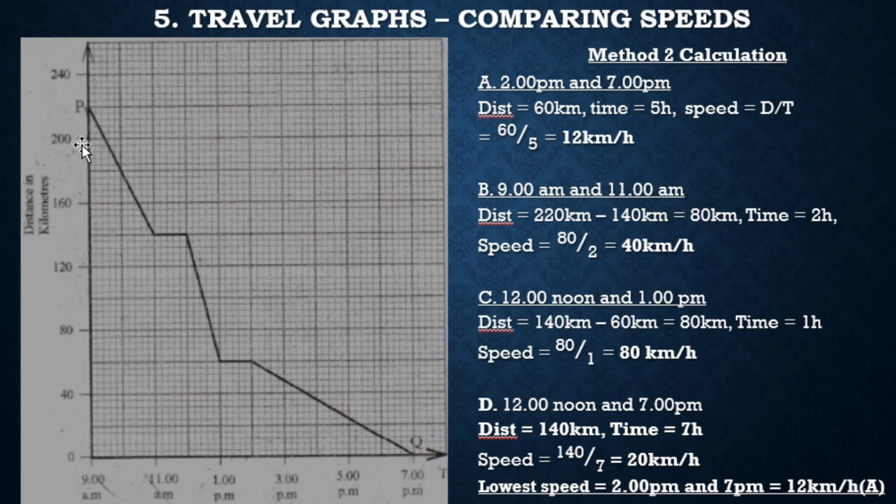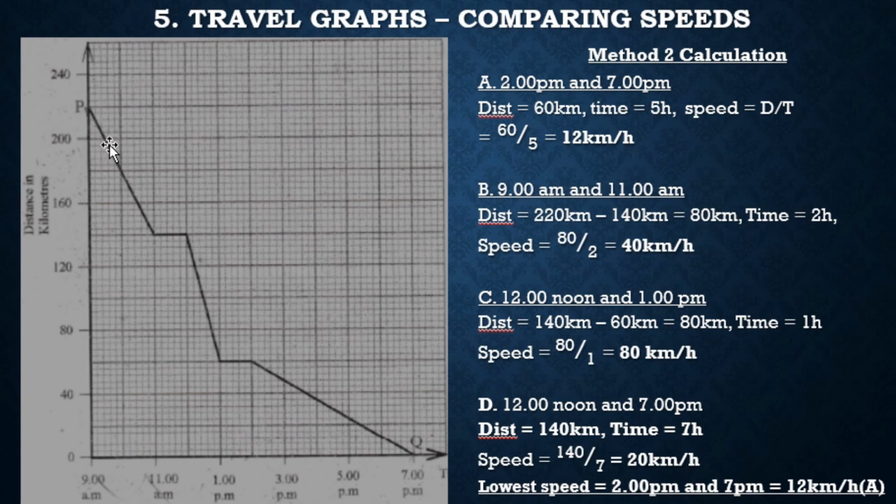And then the time, again I check from where the slope starts, 9 a.m. to 11, those are 2 hours. So 9 to 10, 10 to 11. So this slope lies within 2 hours. So the distance is 80 kilometers, 220 minus 140, and the time is 2 hours.